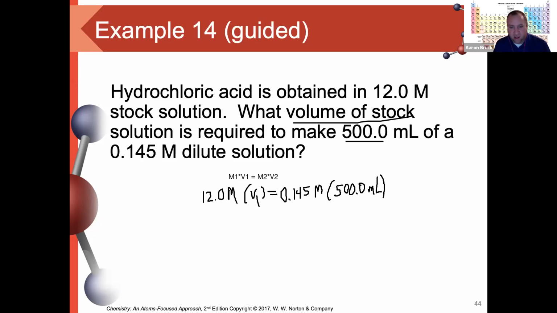So algebraically speaking, we're going to isolate V1 by dividing each side by 12.0 molar. My molarities will cancel out. So 0.145 molar times 500.0 milliliters, divided by 12.0 molar, to 3 significant figures, I'm going to get 6.04 milliliters of stock HCl solution.